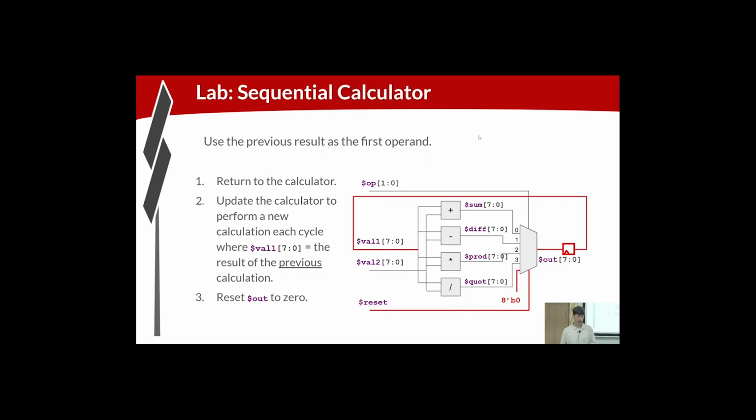Okay, so go ahead and implement that circuit. Let me see if there's anything to talk through here. So each cycle, val1 is the result of the calculator in the previous cycle. We need to add a reset because now we have a sequential circuit. So on reset, we'll reset the output value just like your calculator would when you turn it on or when you press clear. We'll reset the output value to a 0. So that's this path.